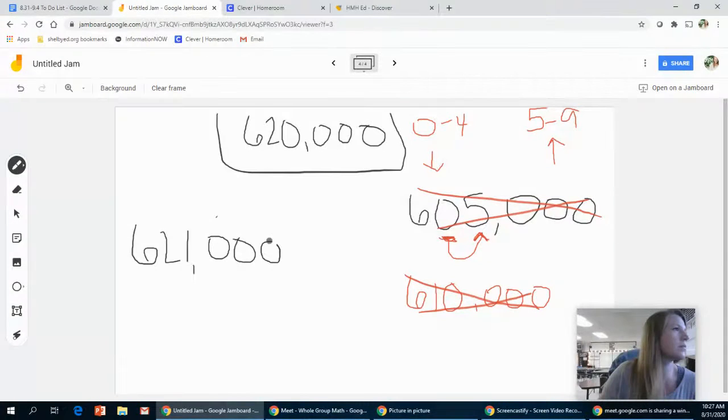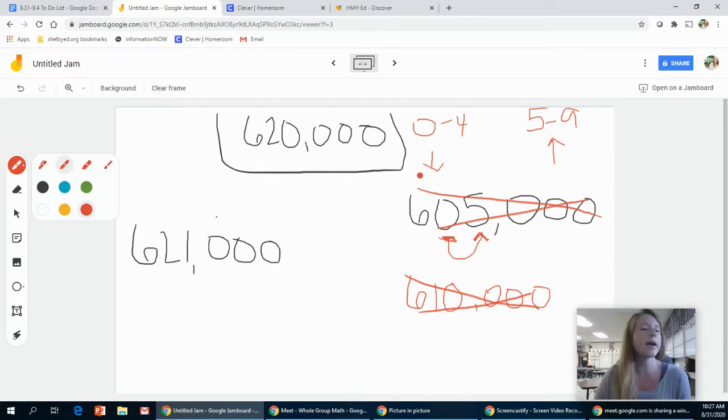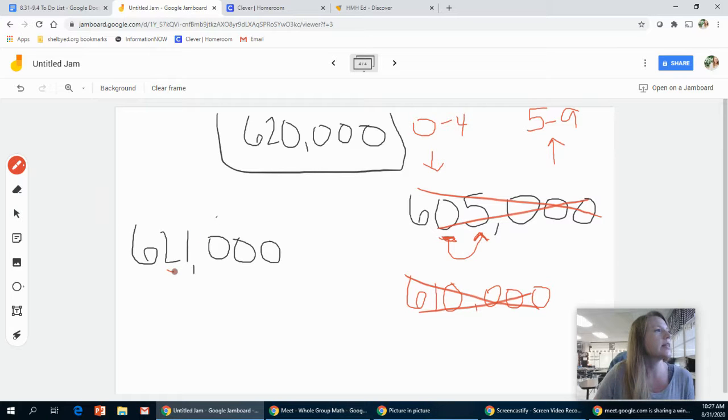All right, so we have 621. We're rounding to the 10,000s place. So I'm going to underline that number in that place. Ones, tens, hundreds, thousands, 10,000s. Now I'm going to look at the next number. It helps me to draw the arrow to the next place. And that's a 1. So is that 1 telling me to round up or down?